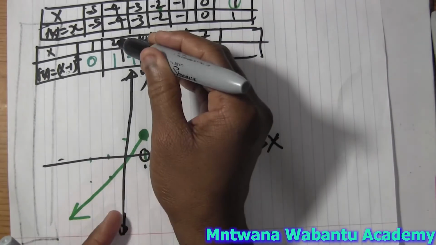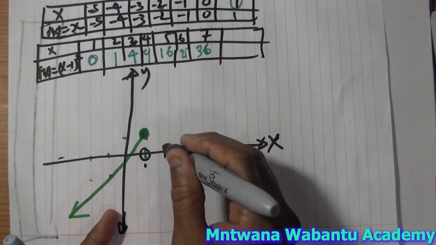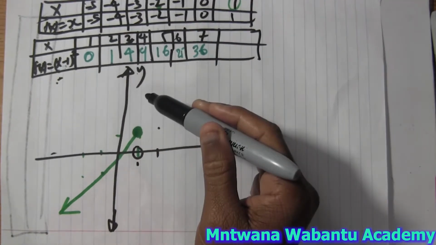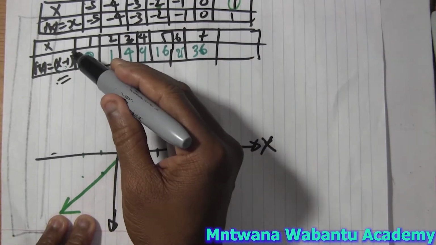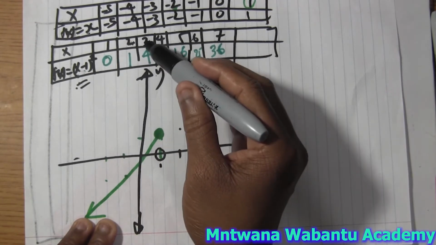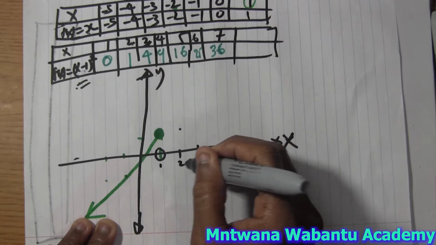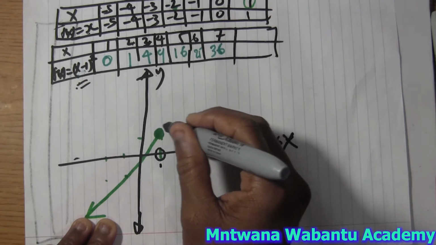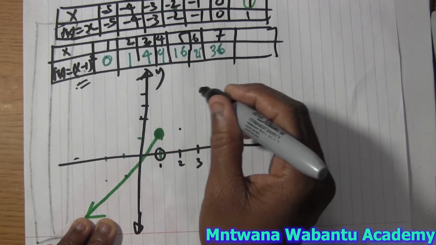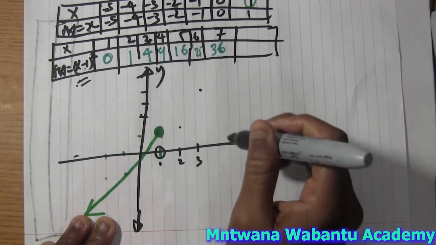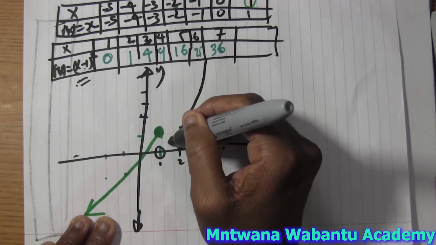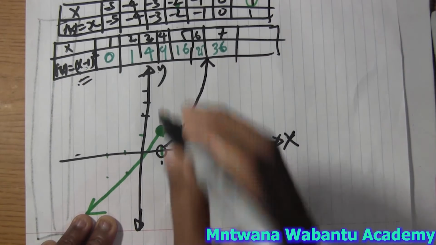When x equal to 2, y equal to 1, somewhere here. But remember, this is going to be quadratic because there's a square there. When x equal to 3, y is going to be 4, so somewhere here. And then 4 gives 9. So it's going to be parabolic, because it's quadratic, remember.